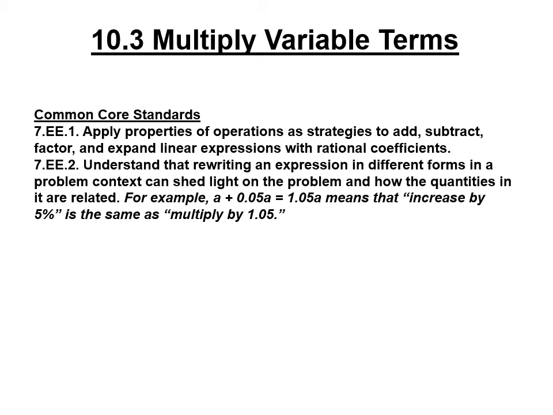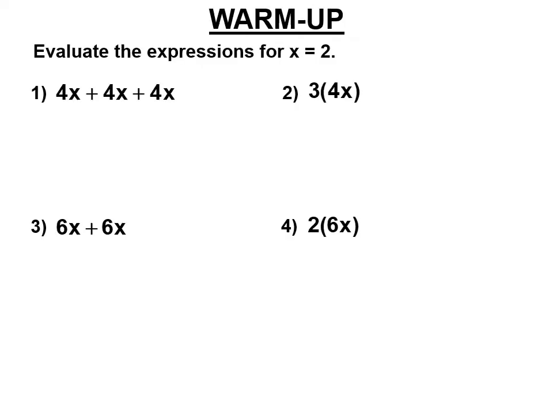So for the last two lessons, we've been adding and subtracting terms, and now we're going to be multiplying them. So for all of these, x is 2. So we have 4 times 2 plus 4 times 2 plus 4 times 2. Well, we can do our multiplying first. 4 times 2 is 8, so this is 8 plus 8 plus 8, which is 24.